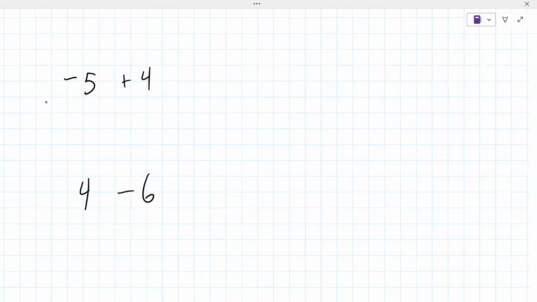4 minus 6. Negative 6 plus 3. 3 minus 7. All right, so here's 4 problems to try on your own. I'm going to just step away for 30 seconds, but I'll be right back with you. Go ahead and work these out the best you can.